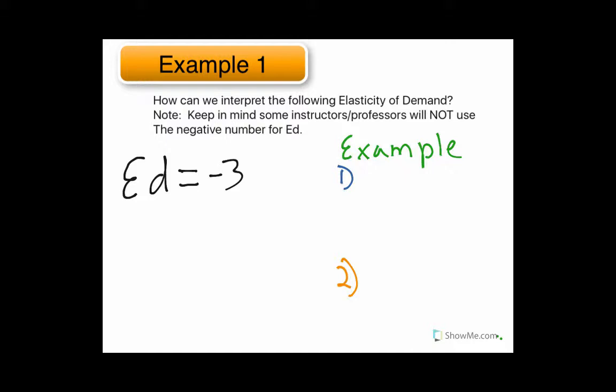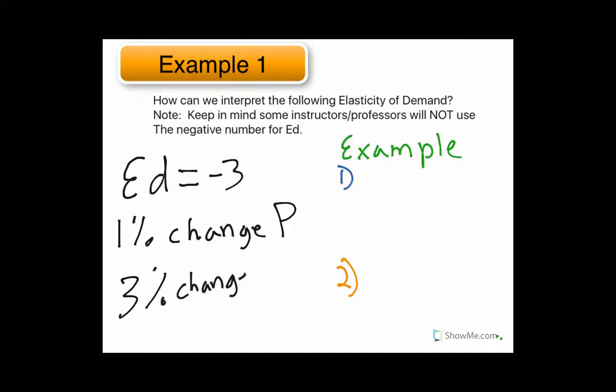So how can we interpret the following elasticity of demand? Let's say we've already done the calculation and we get elasticity of demand equals -3. What does that really mean? It means if there's a 1% change in price, there will be a 3% change in quantity demanded. And then let's get a little more specific.